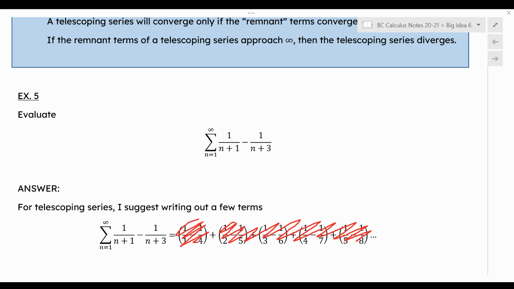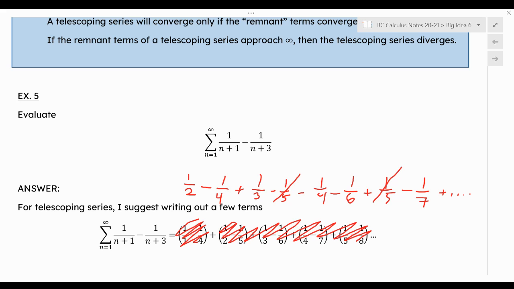So the first term, 1 over n plus 1, would be a half, right? So a half minus a fourth. And then the next term would be a third minus a fifth. And then a fourth minus a sixth. And then a fifth minus a seventh, etc., etc. You can start seeing what cancels out, right? So the positive 1/5 and the negative 1/5.